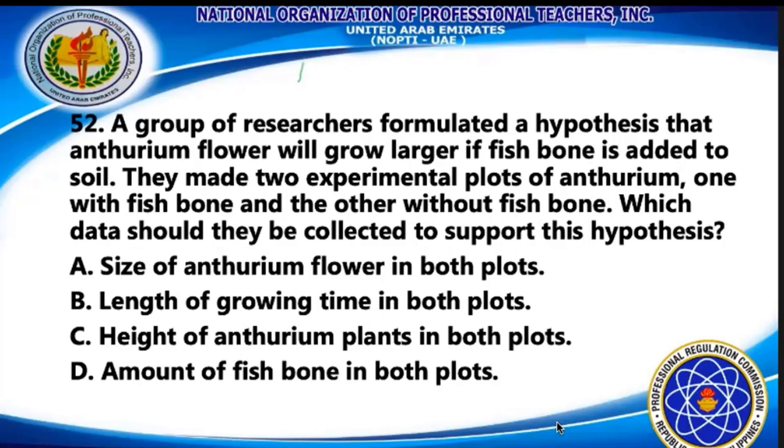Yung hypothesis daw nila, sabi nila, mas malaki daw ang bulaklak kung may fish bone. So, therefore, the answer is letter. Kasi yung hypothesis is grow larger. So, ang una mong i-collect is letter A, yung size of anthurium flower in both plants. Tingnan mo yung size. Kung magkapareho lang ng size ng mga bulaklak nila, anong ibig sabihin? Mali yung hypothesis. Kasi sabi ng hypothesis, mas malalaki daw ang bulaklak kung lalagyan mo ng fish bone yung soil. So, gumawa sila ng experiment, may fish bone, walang fish bone. So, kinuha yung size. Pero kung mas malaki ang flower sa may plot na may fishbone, then your hypothesis is correct. Okay?